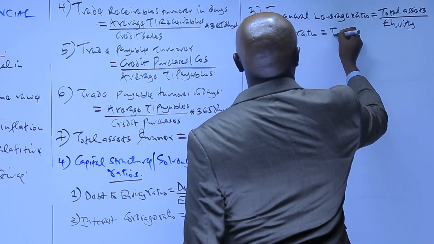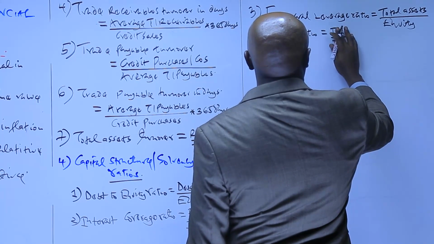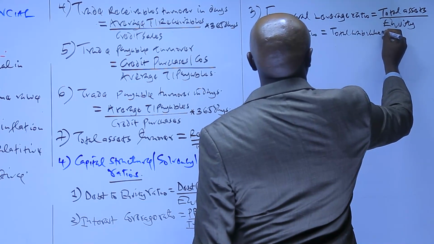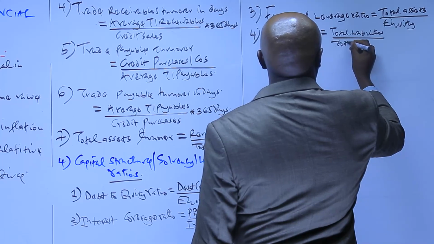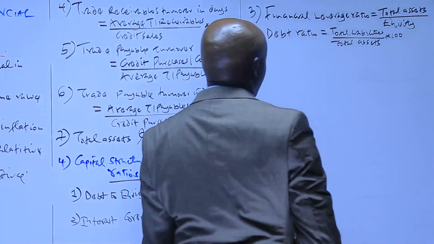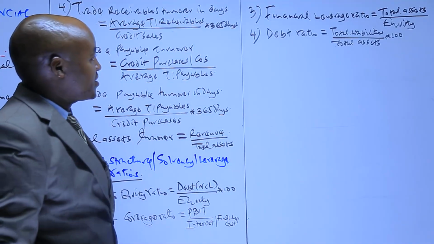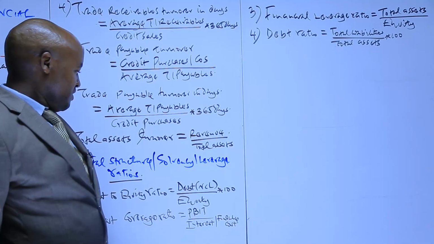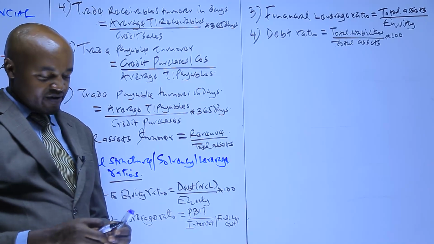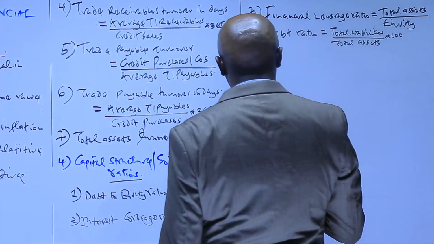Debt ratio, this one is equal to total liabilities all over total assets. So this ratio, we express it as a percentage. It shows the relationship between the total liabilities of the company and what? The total assets. So basically, those are some of the capital structure or solvency or leverage ratios which are ordinarily computed to evaluate whether the company is in a position to pay the long-term debt as and when they fall due.